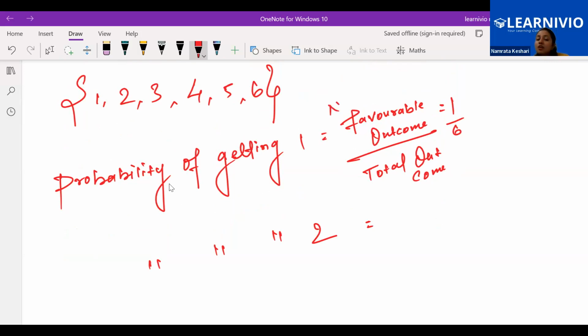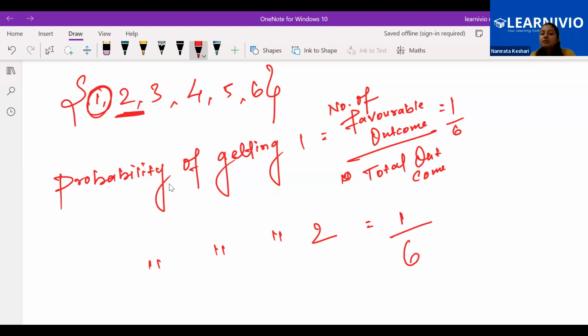No. Number of favorable outcomes, Arya, we take. Everyone, please be careful. Number of favorable outcomes we take over the total number of outcomes. So how many favorable outcomes are we having? Only 1 for the first one. Now, probability of getting 2: the number doesn't matter, whether 2, 3, 4. How many favorable outcomes we have is what matters. So again, 1 favorable outcome is there.